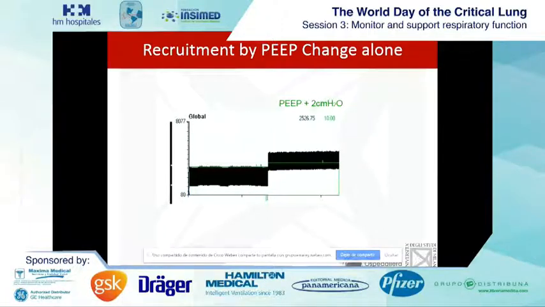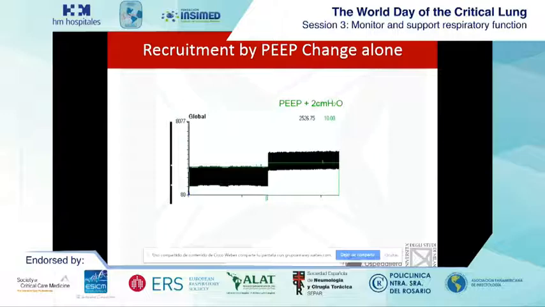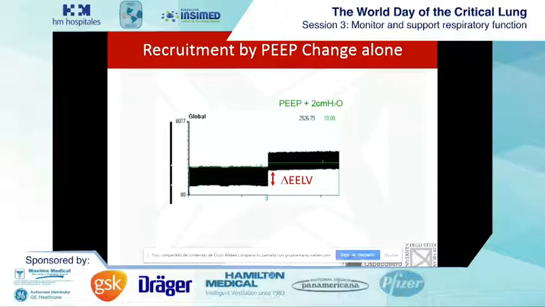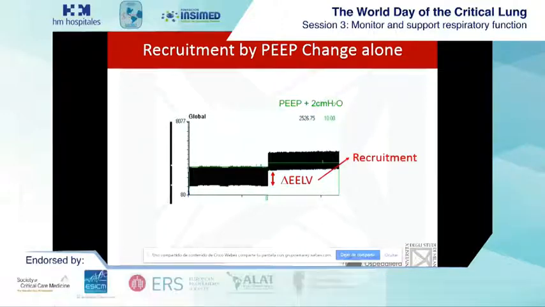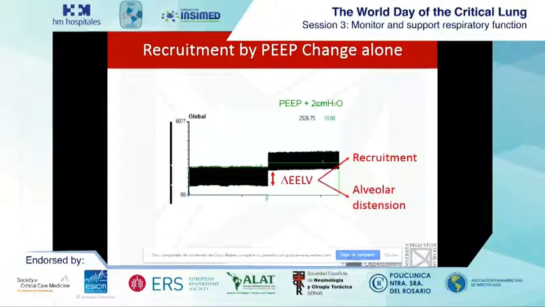If you do just an adjustment of PEEP without changing the PEEP level, you cannot say that the changes in end expiratory lung volume correspond to alveolar recruitment. This is something that we have to clearly keep in our mind. Please click. This is a change in end expiratory lung volume measured by electrical impedance tomography by a change of PEEP of 2 centimeters. Click. It is made of 2 components, recruitment and alveolar distension. We could evaluate this difference. Please go to the next slide.